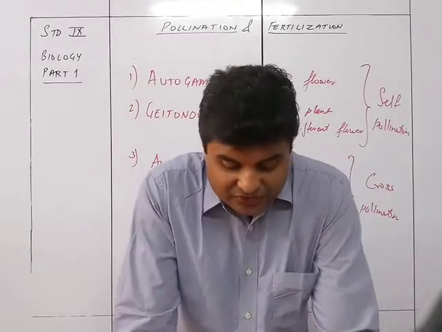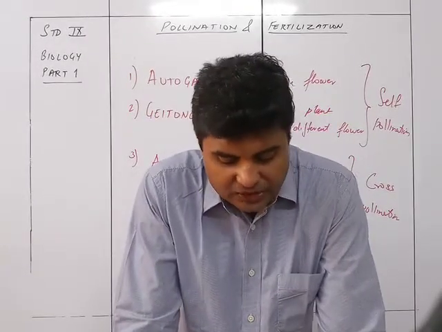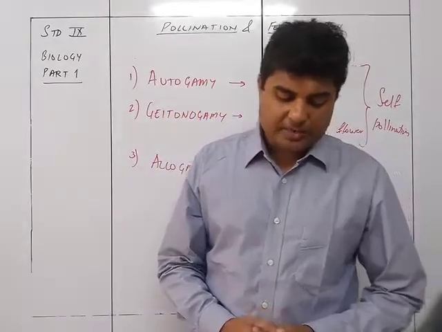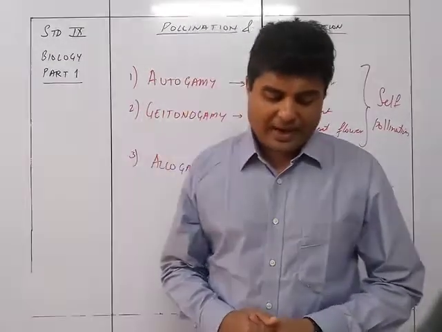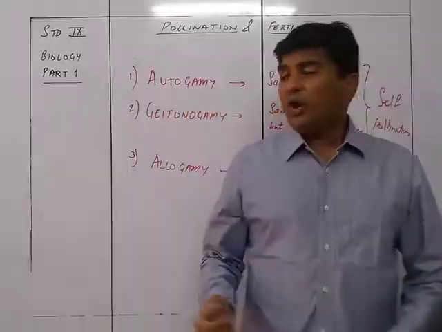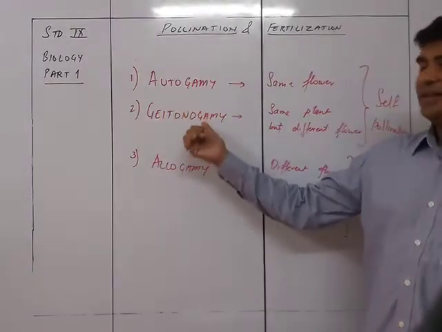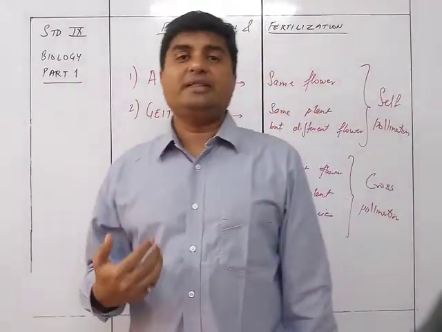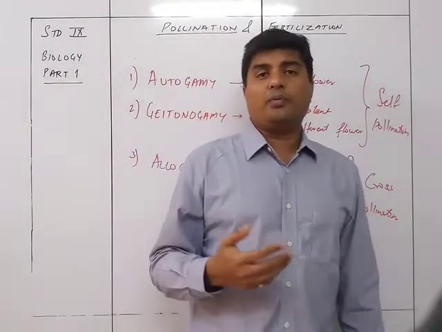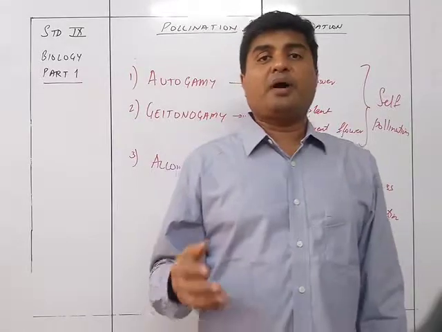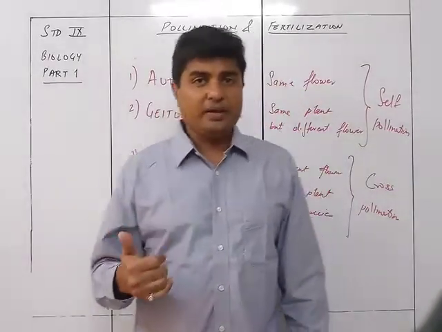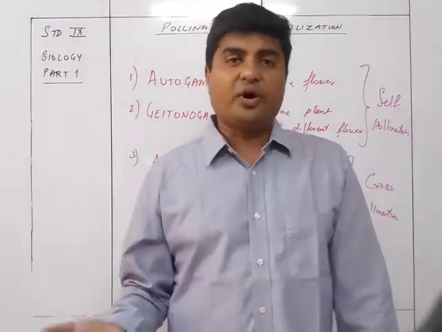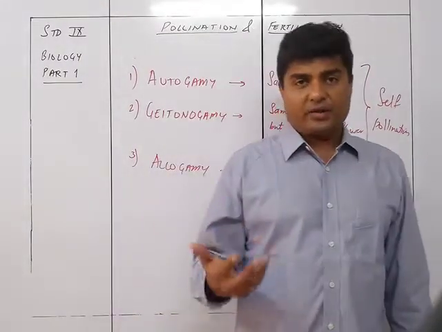Self-pollination is the transfer of the pollen from the anther to the stigma of the same flower, that is autogamy, or to the stigma of another flower of the same plant, geitonogamy. So you can see that autogamy and geitonogamy are the examples of self-pollination, wherein the pollen grains from the anther will be traveling to the stigma of the same flower, that is autogamy, or it will be traveling from the anther of the flower to another flower of the same plant, then it is geitonogamy.